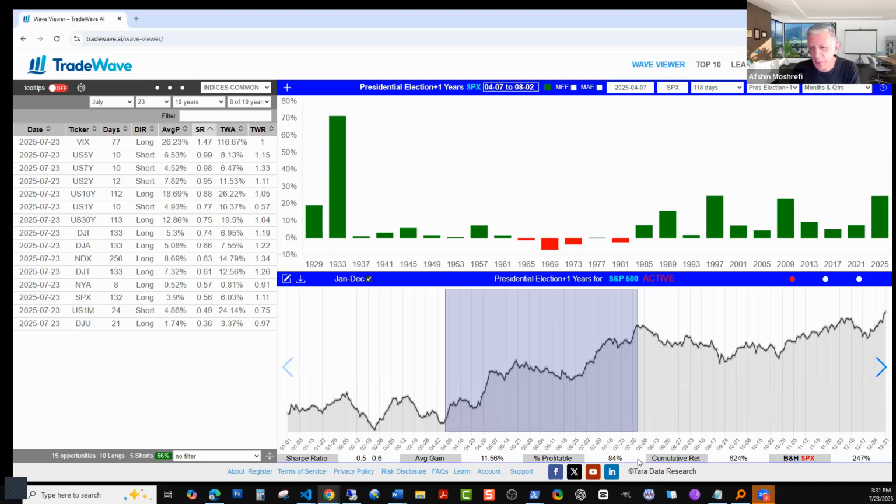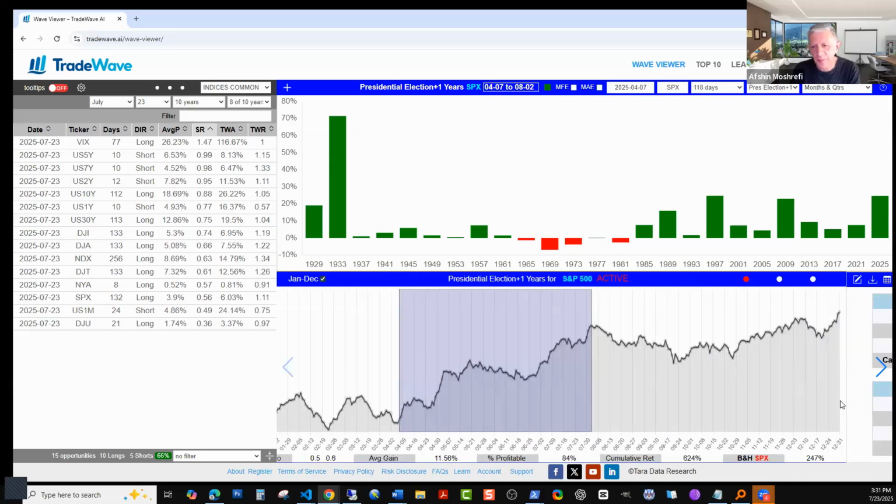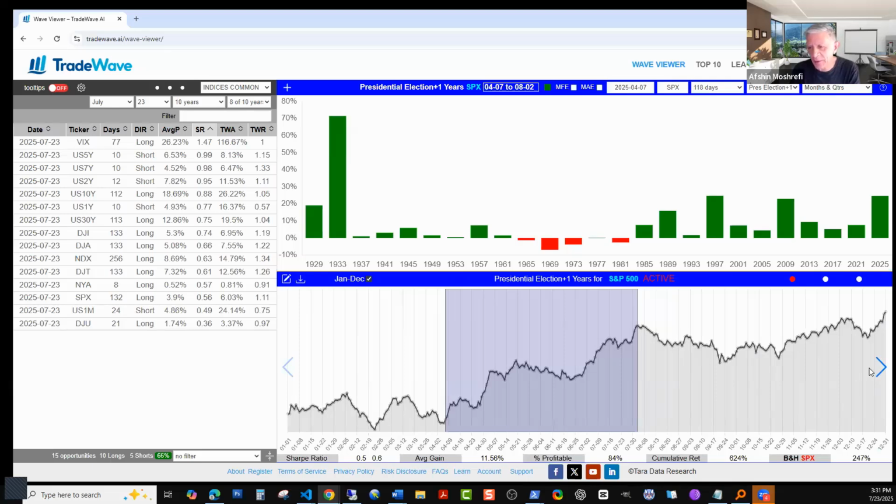And by the way, that 84% that you see here is the same here. Percent profitable, 84. This way you don't have to keep going back and forth. You can see it right here. 84% of the years was positive for this date range, and 100% of the years was positive since 1985.